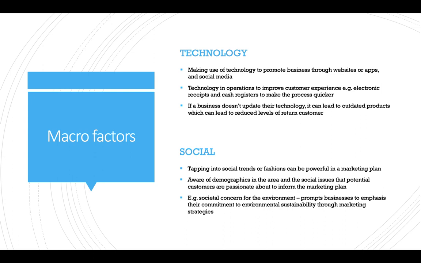All right. Now you've got your social. So tapping into social trends or fashions can be powerful in a marketing plan. Okay, so knowing what customers' habits are, what their normal attitudes are, are their attitudes changing? Okay, so be aware of your demographics and the social issues that potential customers are going to be passionate about. So again, if we're thinking about supermarkets, the easiest societal attitude to link to is going to be that move to recyclable or reusable bags. Okay, that was definitely a social attitude that caused that change. All right.